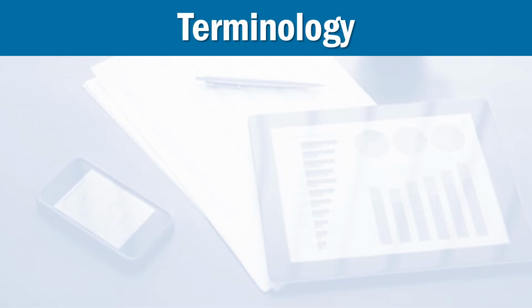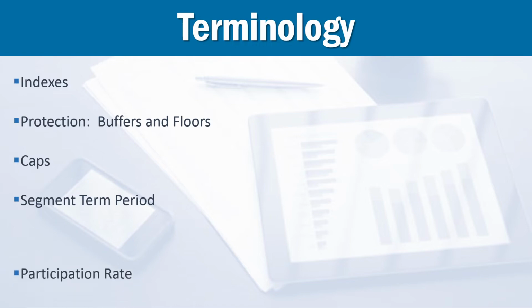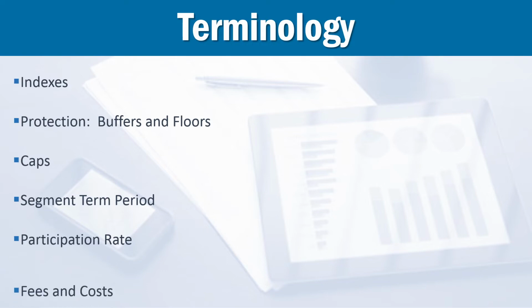So today we'll be briefly covering some of the indexes that are used, how buffers and floors can provide an element of protection for your investments, how index caps work and how they might affect your results, what to look for in what are called segment term limits, how the participation rate may affect your results, and finally, what to look for regarding fees and costs on your policies.